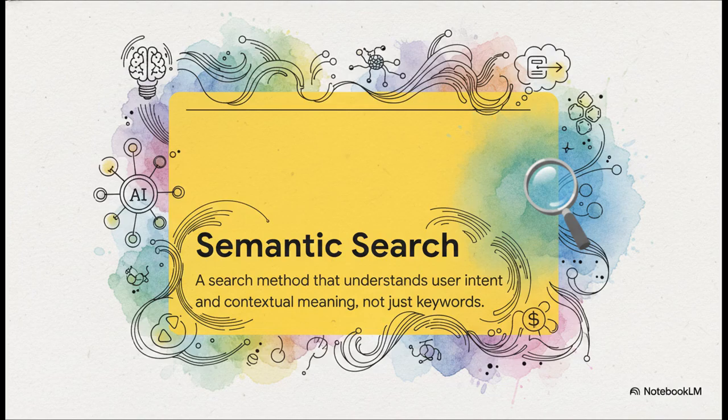Semantic search is a whole different ballgame. It's not just scanning for characters on a page. It uses powerful AI, like natural language processing, to figure out the intent and the context behind your search. It's about what you mean, not just the words you type.